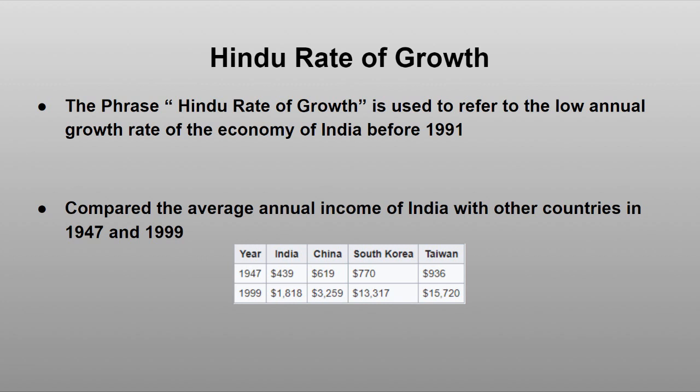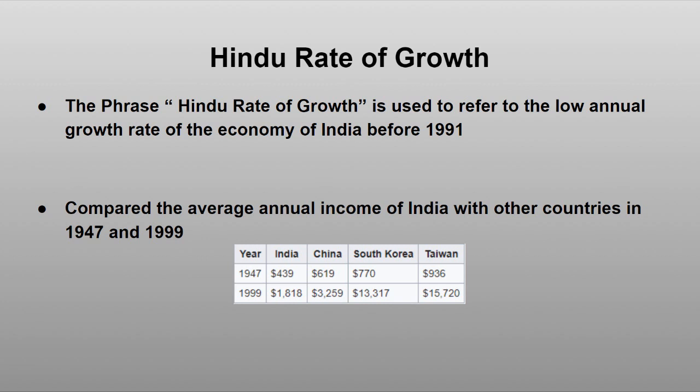Many claim that the economy of India accelerated and grew at a rate of around 6 to 9% since economic liberalization began in the 1990s. However, growth began accelerating in 1980.